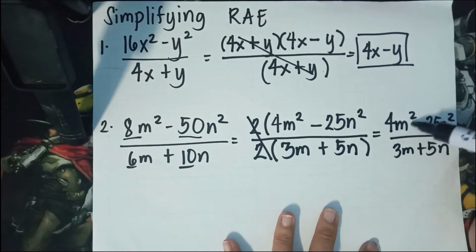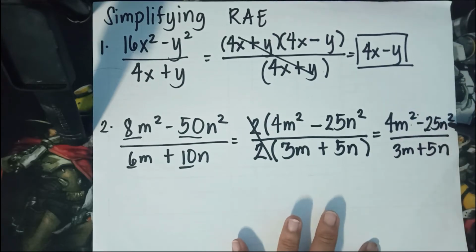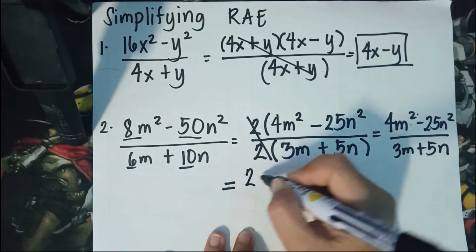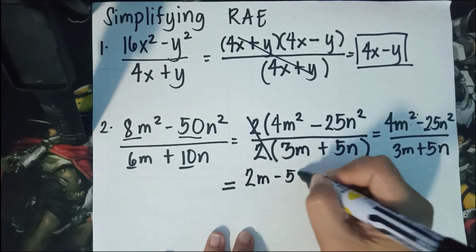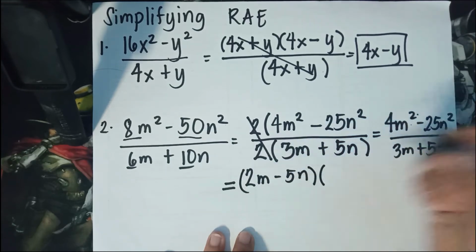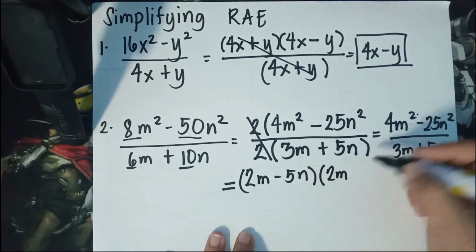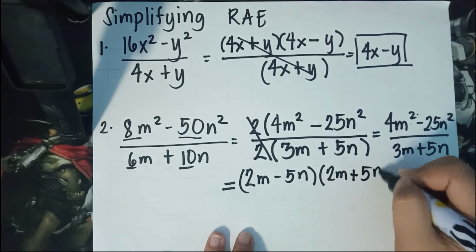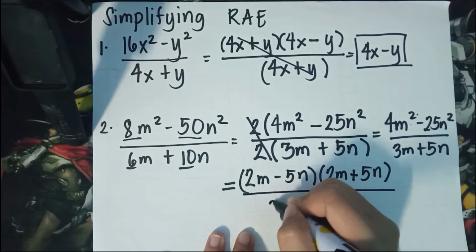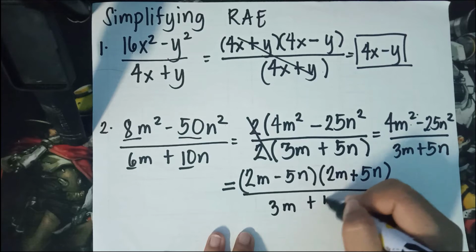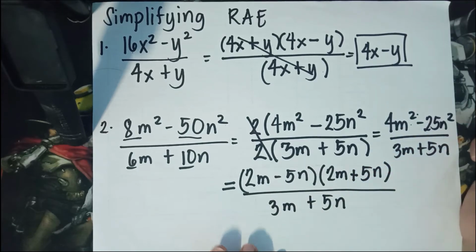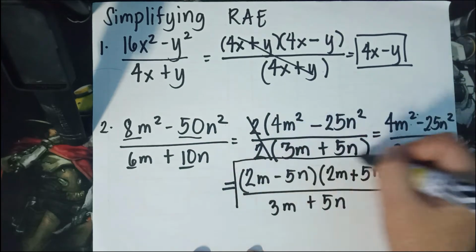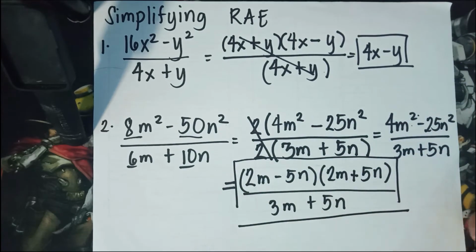But 4m squared minus 25n squared are difference of two squares. Then we will factor out, that will become 2m minus 5n and 2m plus 5n over 3m plus 5n. But we don't have a common factor. Then our final answer is this one.